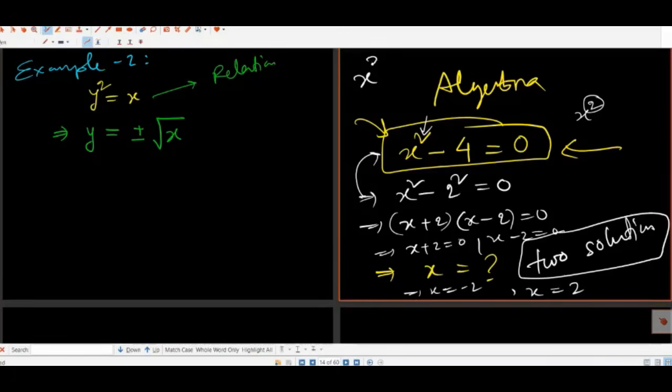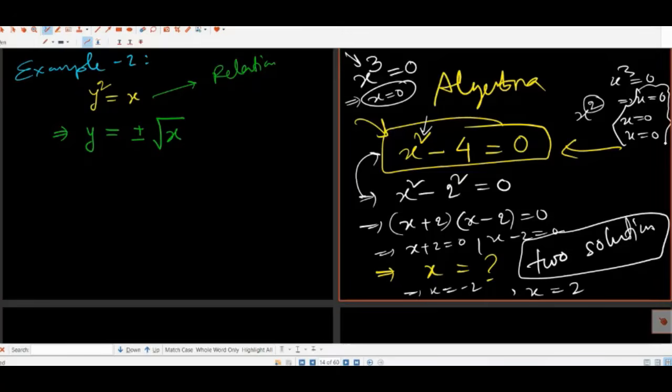Suppose we have x cube equal to 0. You will understand that we have x equal to 0 as the solution. But we actually have 3 solutions for this equation, because the equation starts with x cube equal to 0. Actually we have x equal to 0, x equal to 0, x equal to 0. Since the 3 solutions are the same, we can write x equal to 0, but you can't remove these 2 solutions. So this is the fundamental theorem of algebra. Do you understand? Yes, sir.